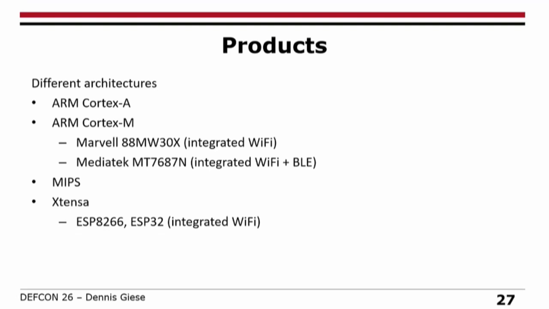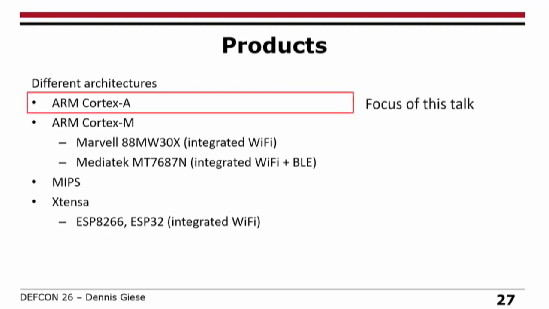If you have only Wi-Fi, then they use Marvell chips. If you have Wi-Fi and Bluetooth LE combined, then they use MediaTek chips. There are also MIPS chips available, and also Espressif, mainly known as ESP8266 or ESP32. So the focus of this talk is actually only Cortex-A.